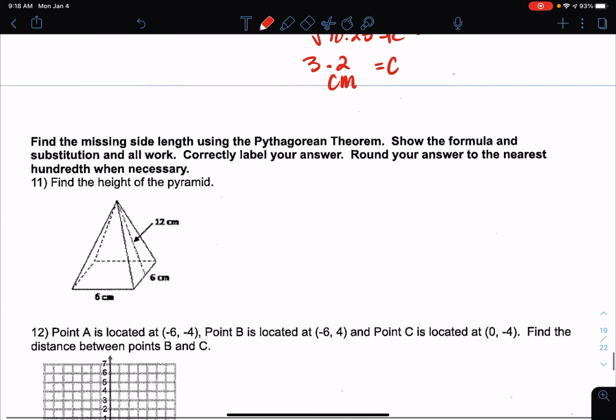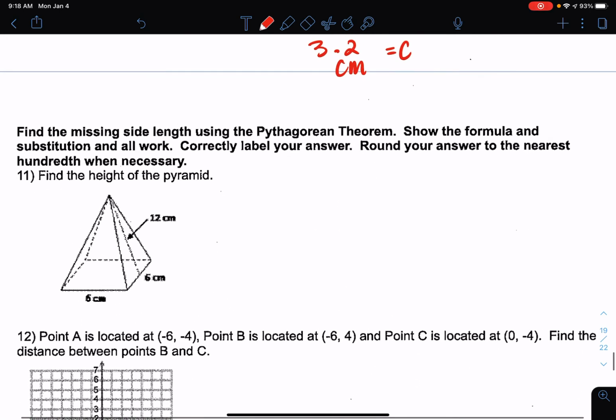All right, moving to number 11. Number 11 says find the missing length using the Pythagorean theorem, show the formula, substitution, and all work correctly. Label your answer and round your answer to the nearest hundredth when necessary. So first thing I'm going to do is go ahead and write my theorem. a squared plus b squared is equal to c squared.